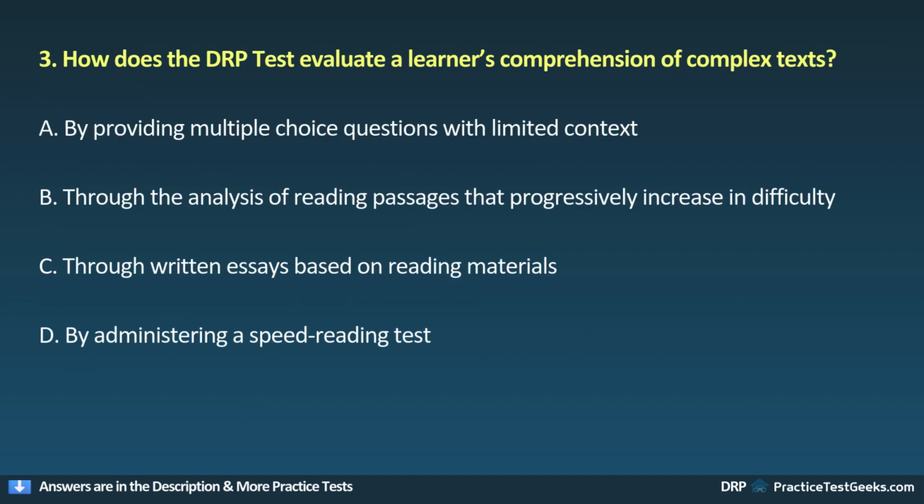3. How does the DRP test evaluate a learner's comprehension of complex texts? A. By providing multiple-choice questions with limited context. B. Through the analysis of reading passages that progressively increase in difficulty. C. Through written essays based on reading materials. D. By administering a speed reading test.